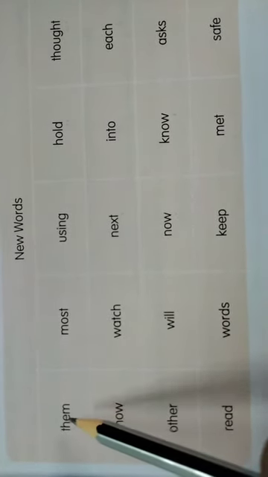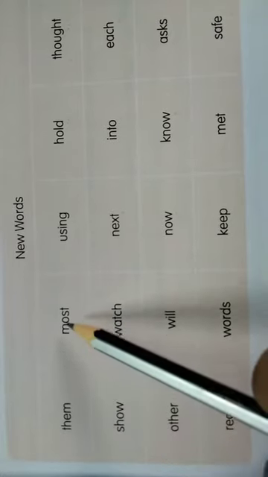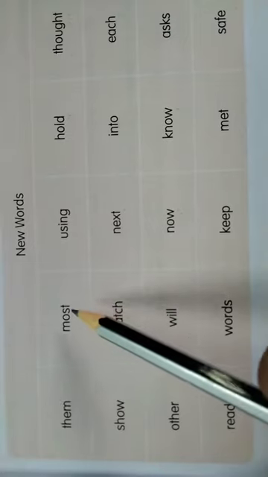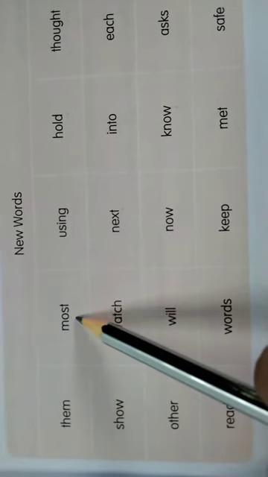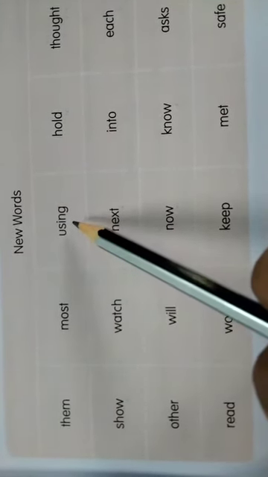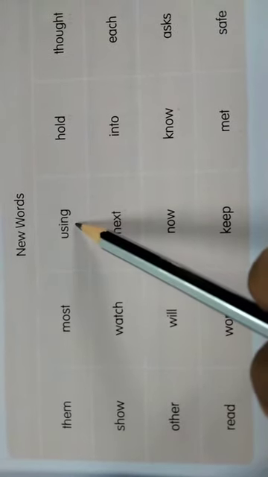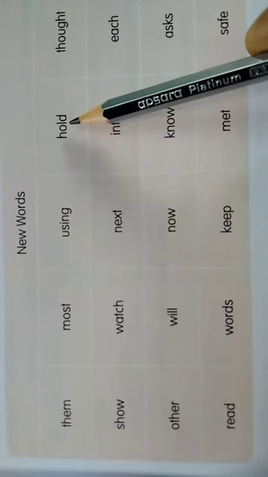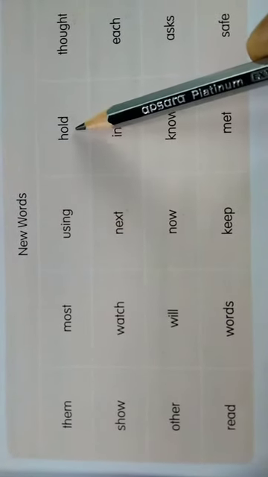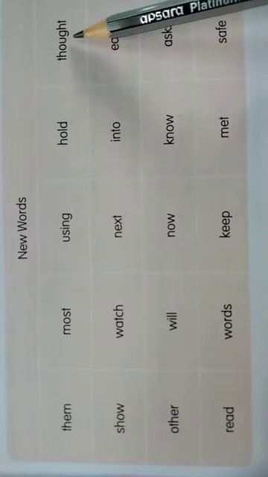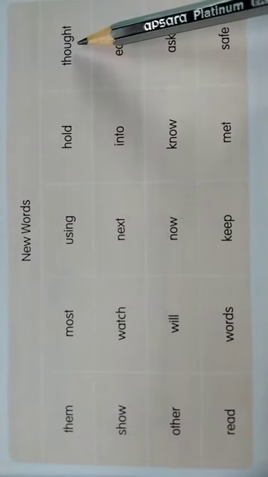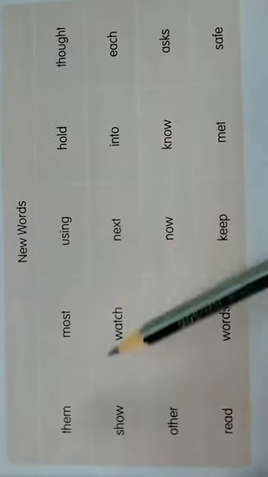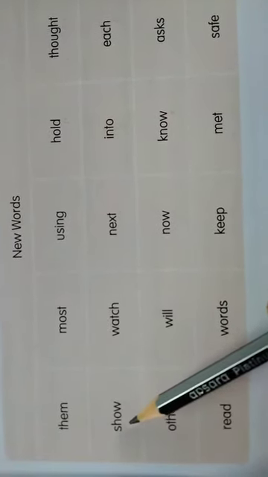Them, them. Most, most. Using, using. Hold, hold. Thought, thought. Say along with me. Thought. Look at the next word.